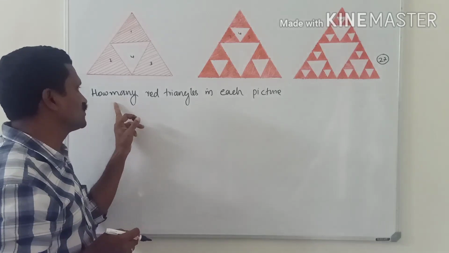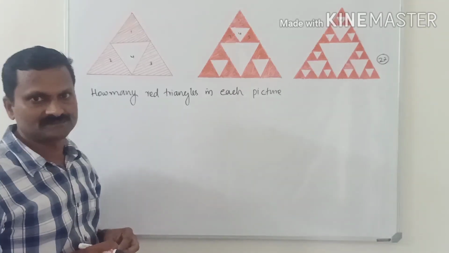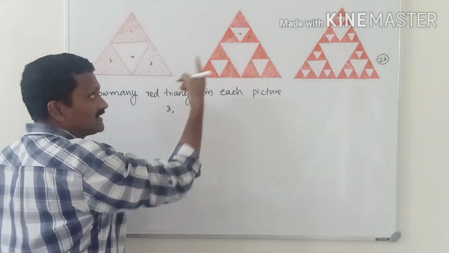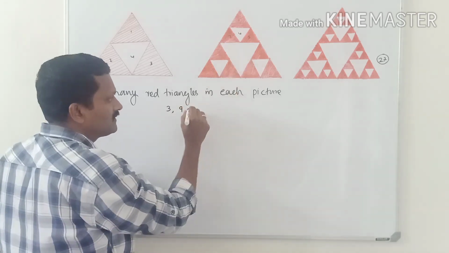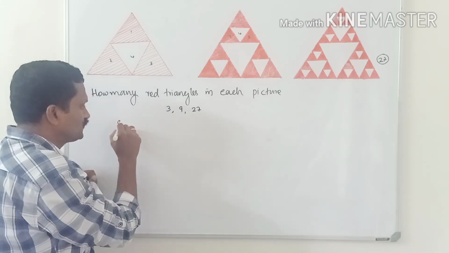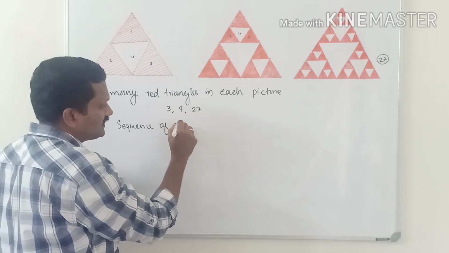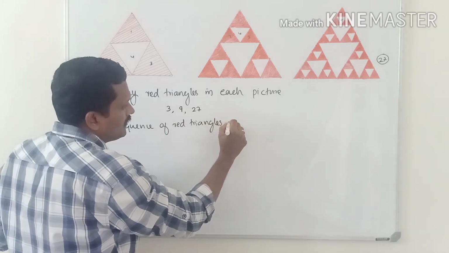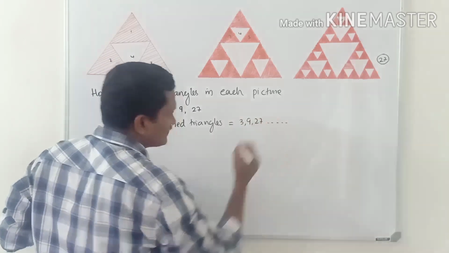Then what is the first question? How many red triangles in each picture? First picture, 3 red triangles. In the second picture there are 9 red triangles, and in the third picture there are 27 red triangles. Therefore, the sequence of red triangles is 3, 9, 27, etc.